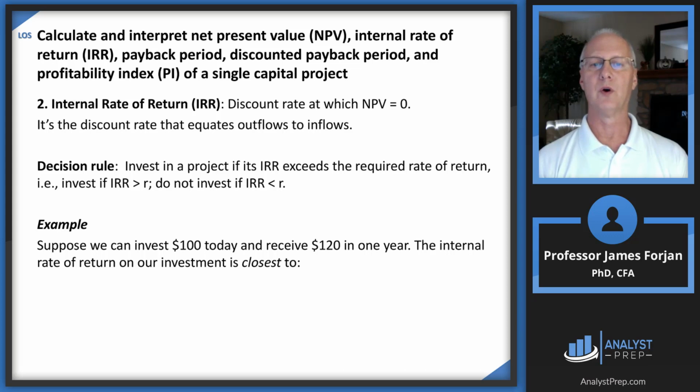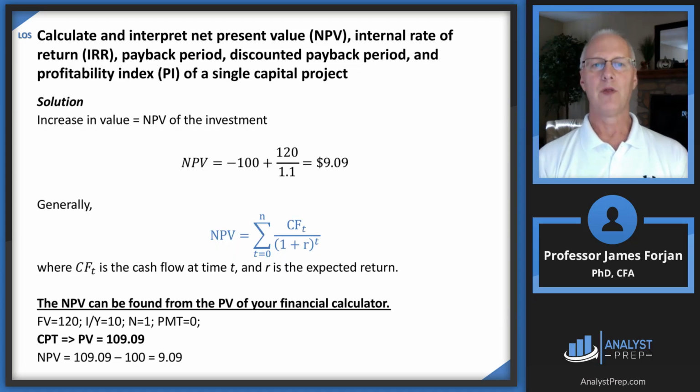Now, the decision rule is that we're going to invest in any project in which the IRR exceeds the required rate of return. Now, we're going to talk about the required rate of return in a future video, but let me go ahead and just give you a sense here. Let's go back. And we know that this project has an initial cost of 100, right?